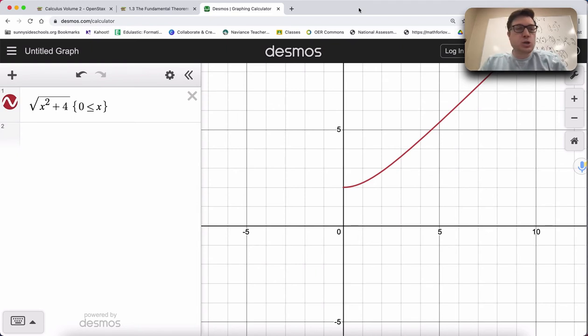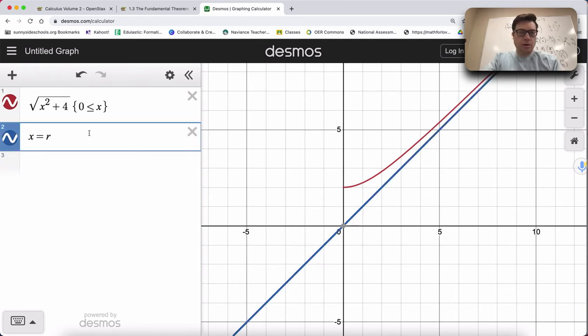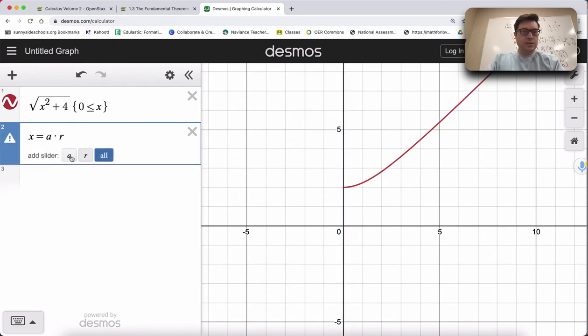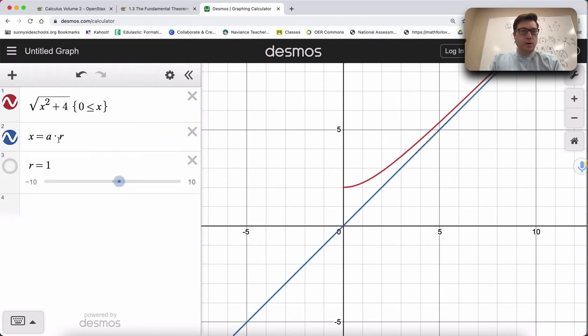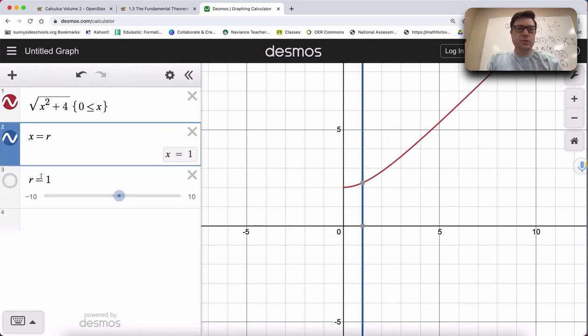So I've got the square root of x squared plus 4, and it's because I'm seeing this integral occur from 0 to r. I just want to show you that r can be at any of these points right here. Let me go x equals r. Let me go x equals 0 r. Yeah, that'll work. And then I'm going to go a times. And so I want a slider for r, and I want to make the a go away. It's a little Desmos magic for you.